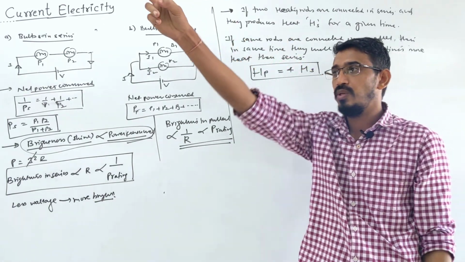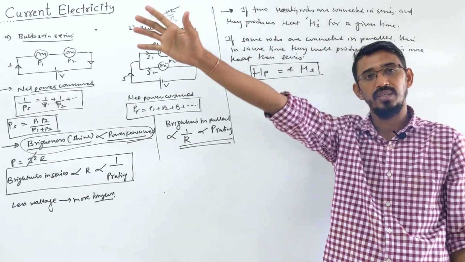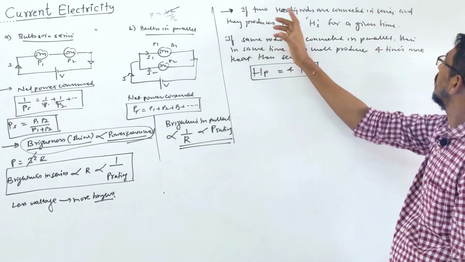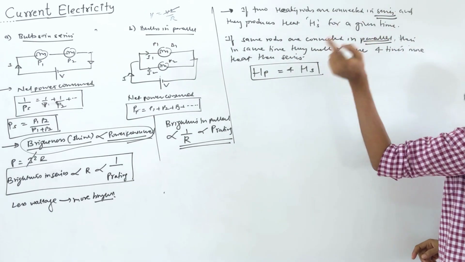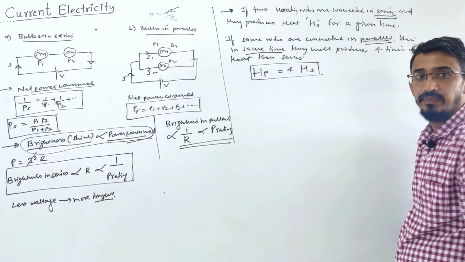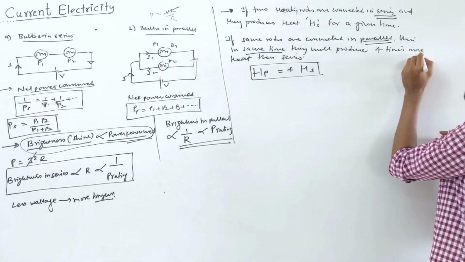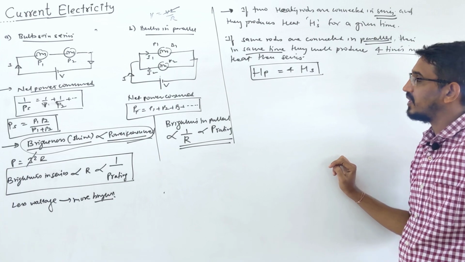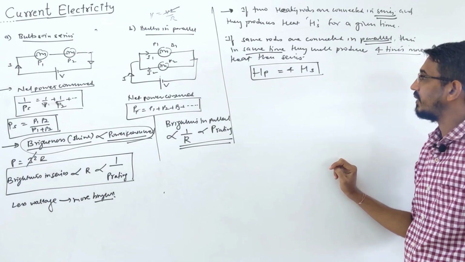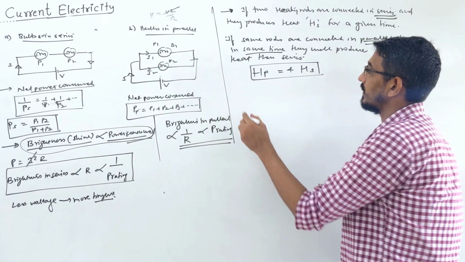Two rods you have connected first in series, they are producing some heat. Same rods, first in series, then you connect them in parallel for the same given time, then they will produce 4 times more heat than in series. HP by HS is equal to 4. This is one important point.